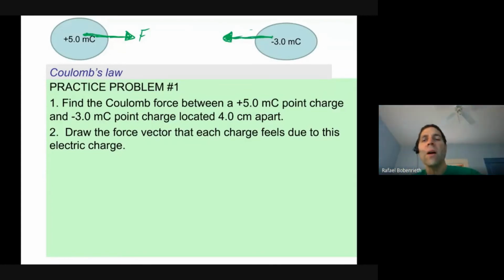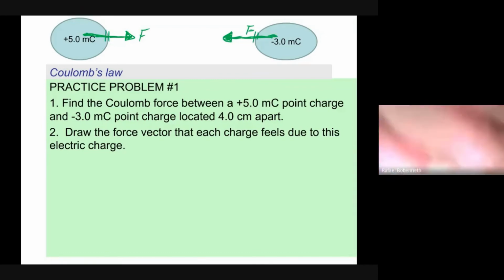Sometimes I hear students say, well, the 3 millicoulomb charge's force is going to be bigger because it's feeling it from the 5 millicoulomb charge. Well, but remember, Newton's third law says what? Forces come in pairs, right? Object A exerts a force on object B of a certain amount. B exerts the same force back on A. So these are actually the same size.